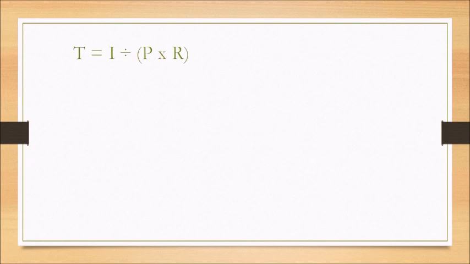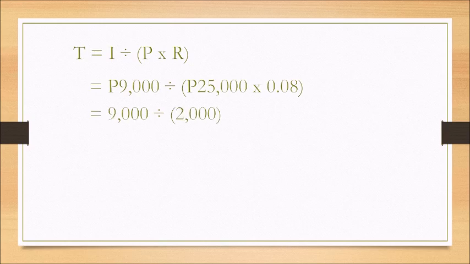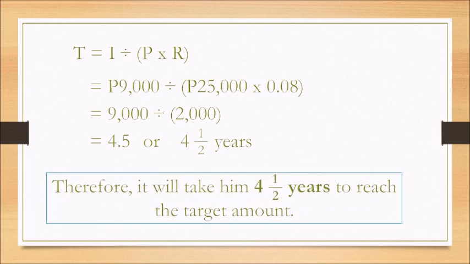Using the formula, T is equal to I divided by P times R, which is equal to 9,000 divided by P times R, which is 25,000 times 0.08. So 9,000 divided by 2,000. So 9,000 divided by 2,000 is 4.5, or simply 4.5 years. Therefore, it will take him 4.5 years to reach the target amount.